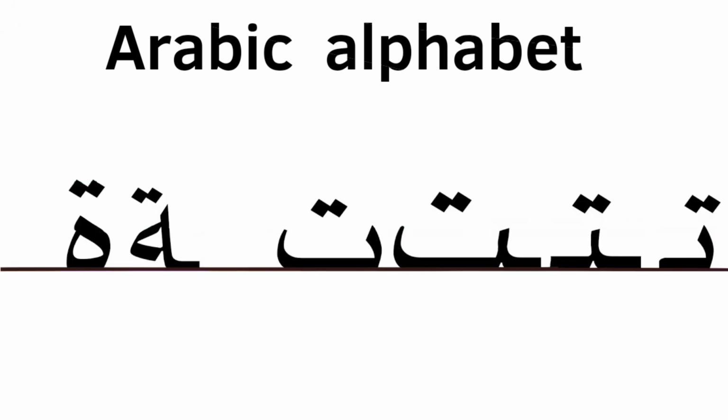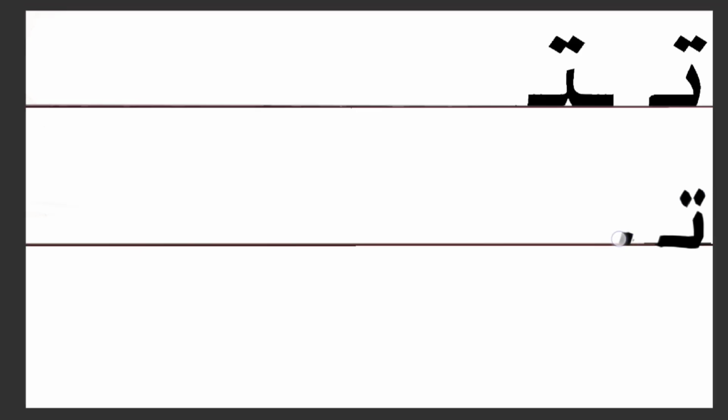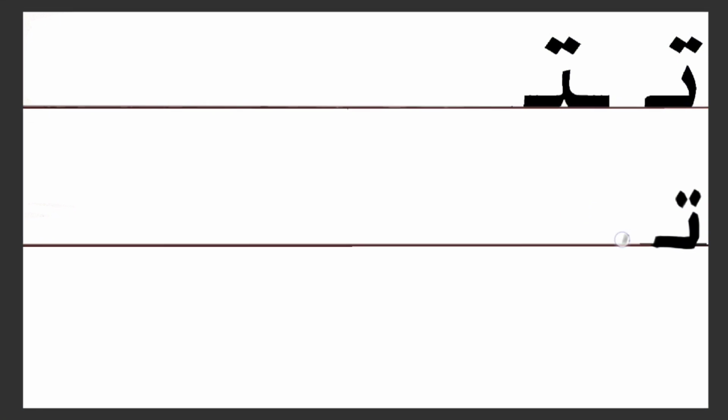Let's see how to draw this letter. This letter has many shapes. It can appear differently based on its position in a word and the context within Arabic script. And we will get used to it very soon. This is how we draw this letter when it comes at the beginning of a word. Let's watch it again. But when it appears in the middle of a word, we write it with two arms so that it connects with the preceding and following letters. Let's watch it again.